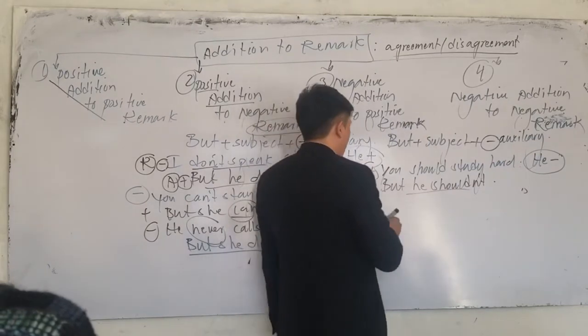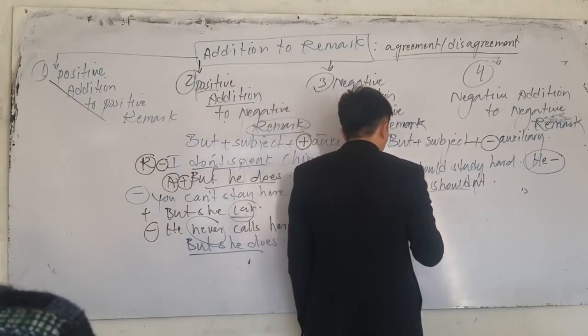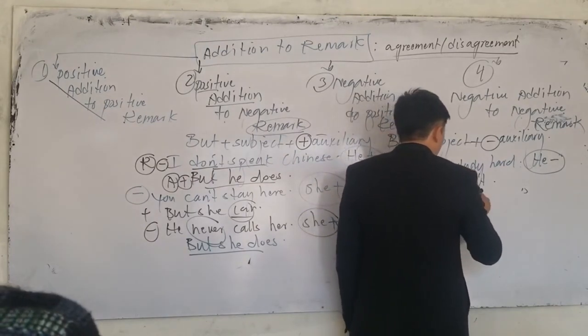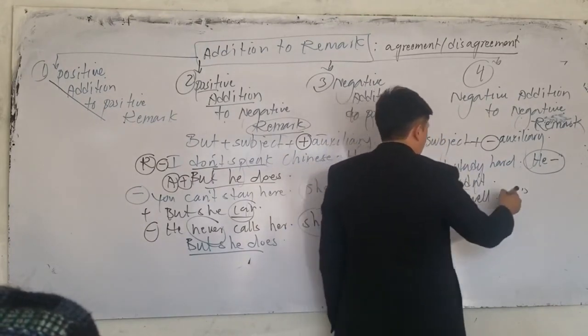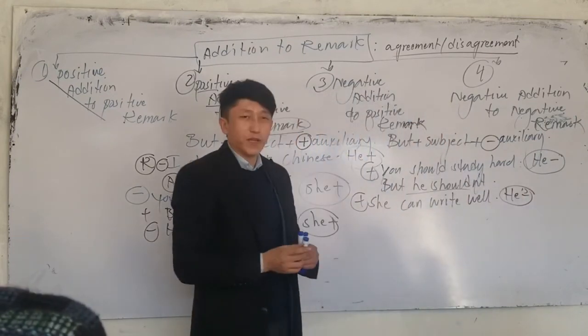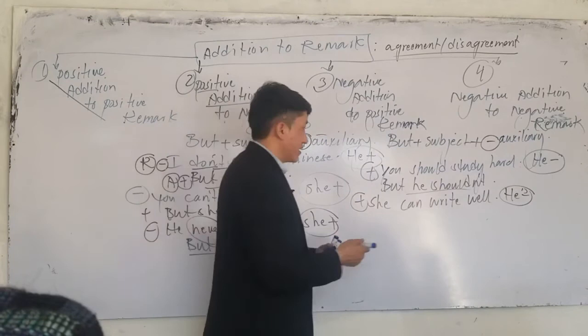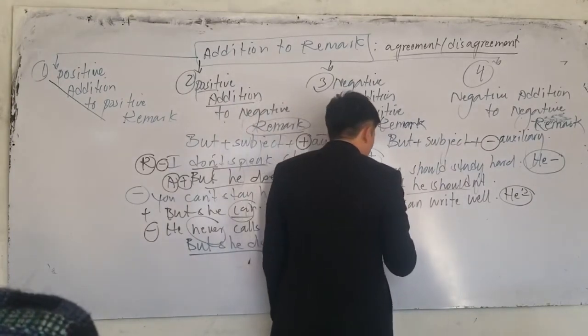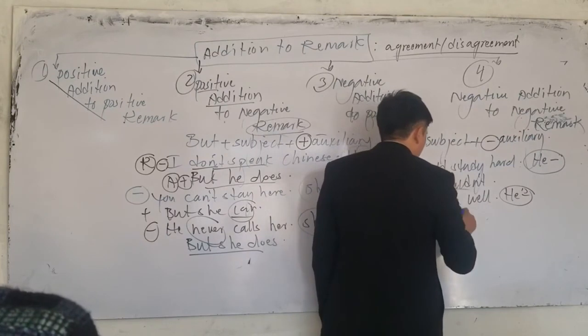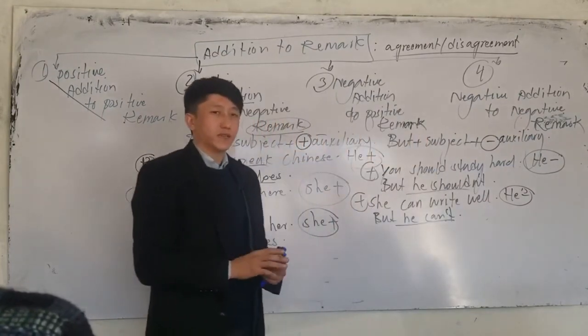That's addition. Or the next one, she can write well. What about he? Negative, and also this is what? Positive. She can write well. How can I add it? I have to say but he can or he can't? He can't. Why? Because addition is what? Negative. So this is the same case.